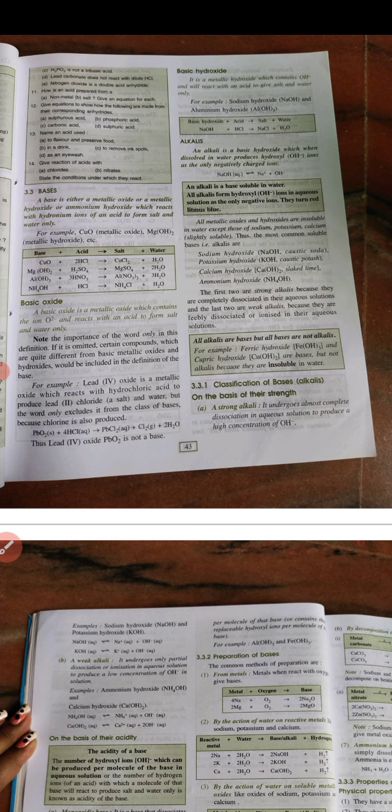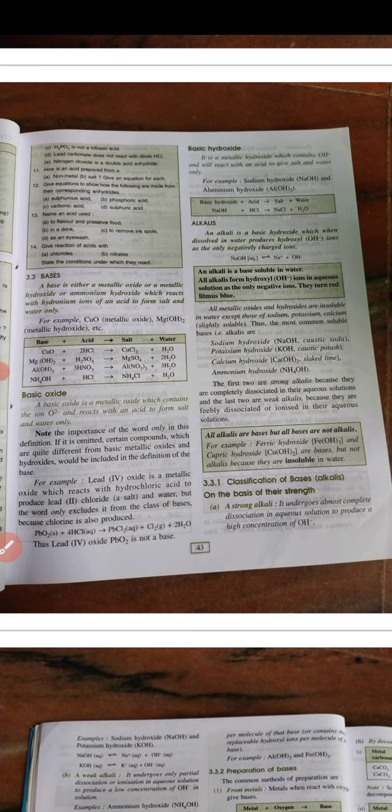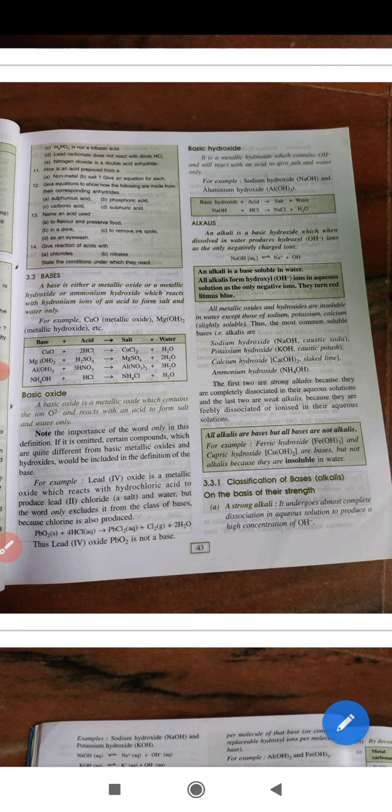Okay, now students, come to the base. Here comes the definition of base. Already I told you that a base is either a metallic oxide, metallic hydroxide or ammonium hydroxide, which reacts with the hydrogen ion of an acid to form salt and water. So the matter is that acid reacts with base to form salt and water. Similarly, base reacts with acid to form salt.